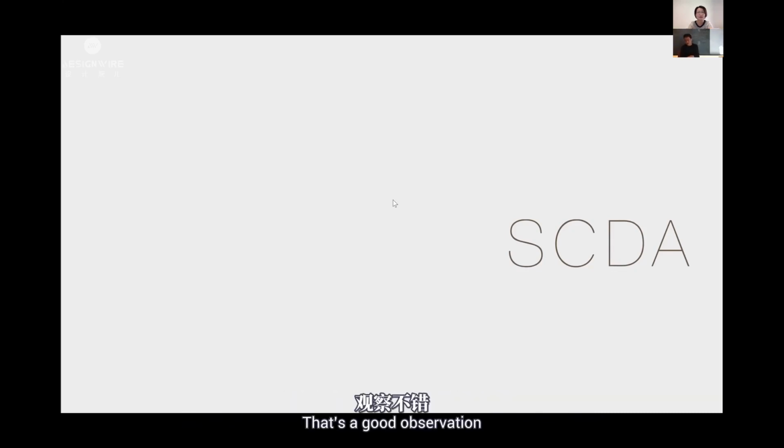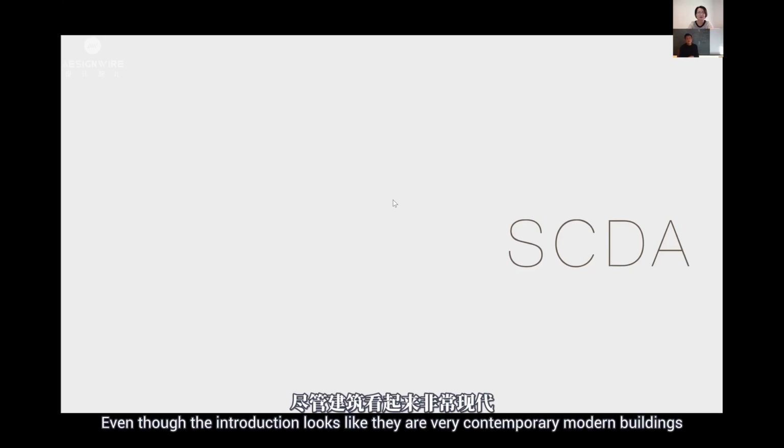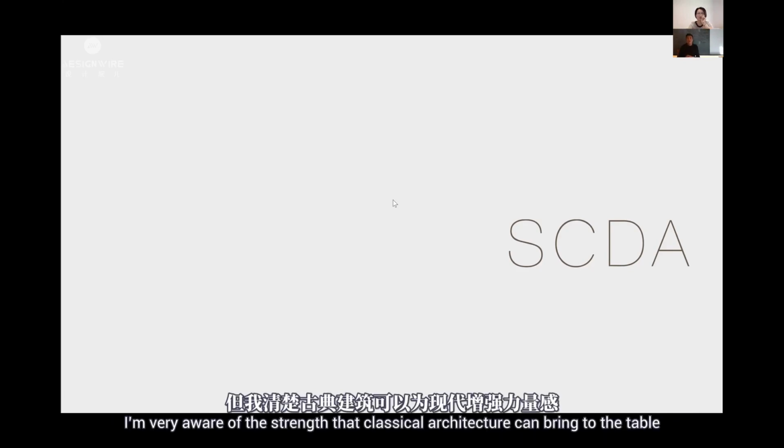Yes, I mean, that's a good observation. Even though the buildings look like they are very contemporary modern buildings, I'm very aware of the strength that classical architecture can bring to the table. When I was a student, I toured Europe and looked at monuments. I looked at palaces, Asian palaces, Indian palaces. I realized the power of symmetry, the power of exterior courtyards. But most of all, I understood that classical architecture was about procession. It's about designing sequentially, allowing people to go from space to space and be able to choreograph the experience of each part of the journey.